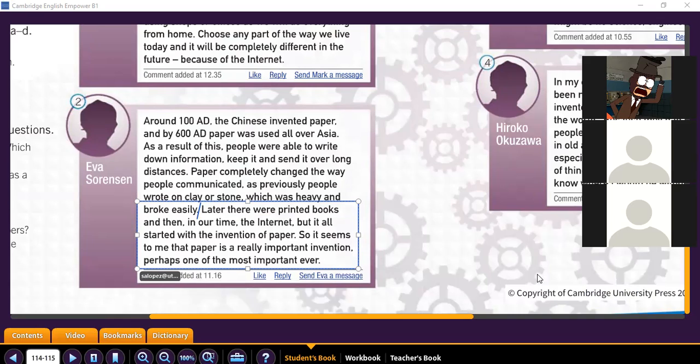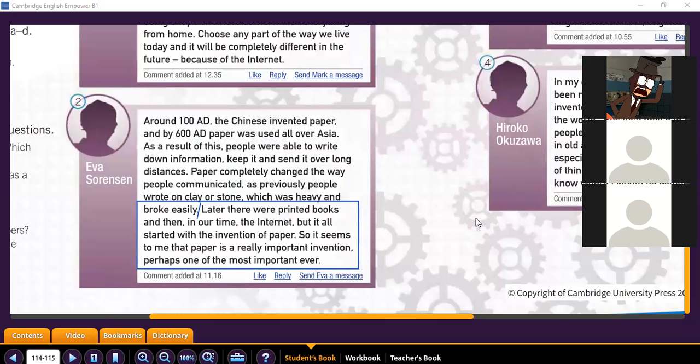Okay, teacher. Later there were prints, books, and then in our time, the internet, but it all started with the invention of paper. So it seems to me that paper is really important invention. Paper is one of the most important ever.